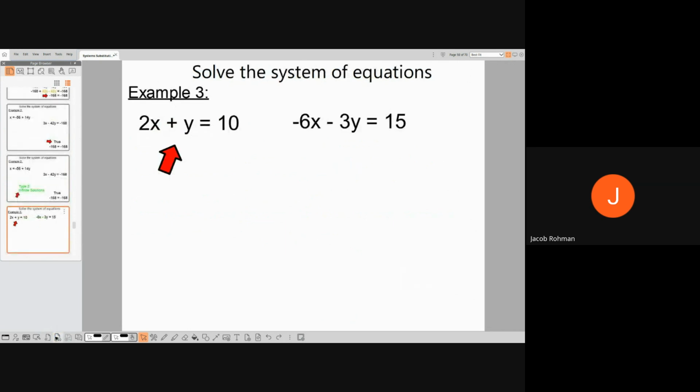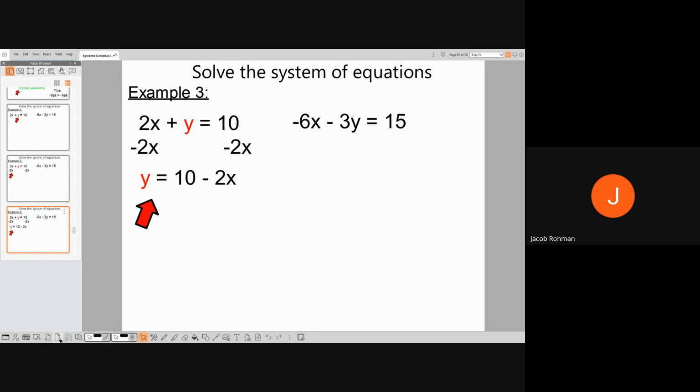All right, so let's look at a third example. Again, we're solving the system of equations, but we first need to isolate one of the variables, and it looks to me like the y here would be the easiest one to isolate. We'd be doing that by subtracting 2x from both sides. That leaves me with y equals 10 minus 2x.